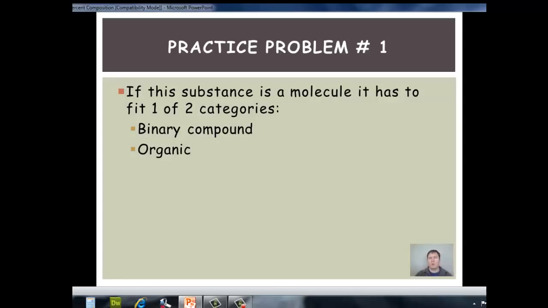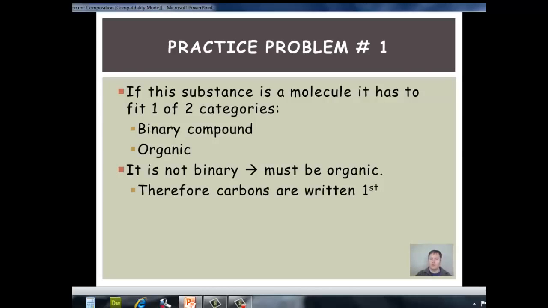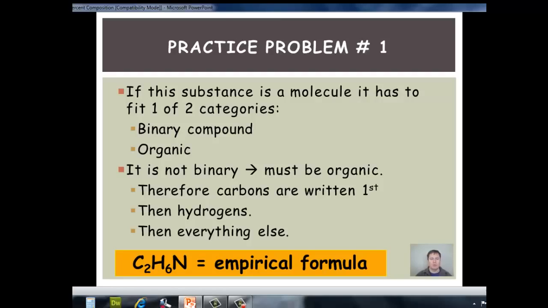Well, what order do our organics go together? A good one to think of is glucose, C6H12O6. Keep that in your mind. We always put the carbon first, then we write the hydrogen, then we write whatever else is left. In this case, it's going to be nitrogen. So if we take those ratios we just figured out, we end up with C2H6N. Alright, so that is our empirical formula.